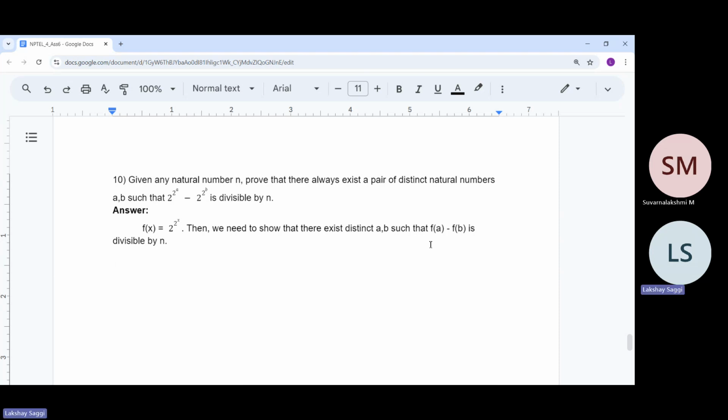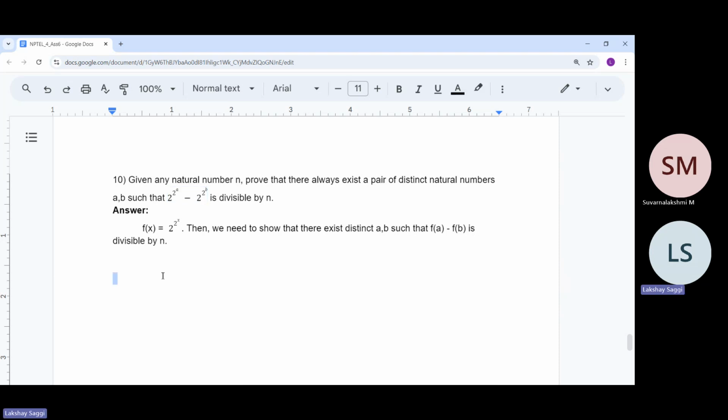Note a very high level idea which I want to give you. Suppose f of a minus f of b is divisible by n. What does this mean? It means that on division by n, both f of a and f of b leave the same remainder. Only then will their difference be divisible by n. So 2 to the power 2 to the power a and 2 to the power 2 to the power b should both leave the same remainder on division by n.